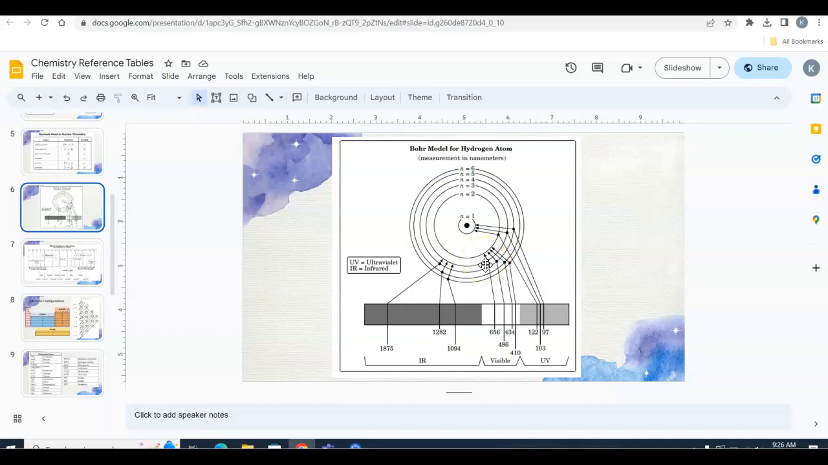Since this is my electron, I'm going to follow it down to 656, and it's in the visible light spectrum. We knew it would be because it's asking us for the color, but we had to get the measurement from the Bohr model. So it's 656 nanometers, or 6.56 times 10 to the negative 7 meters. That conversion is important because we need it to figure out the visible light. So keep this in mind, as 6.56 times 10 to the negative 7.